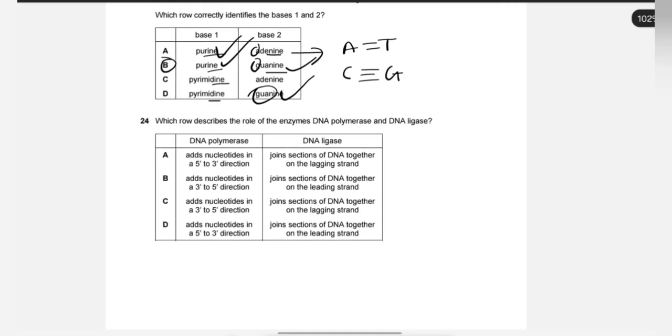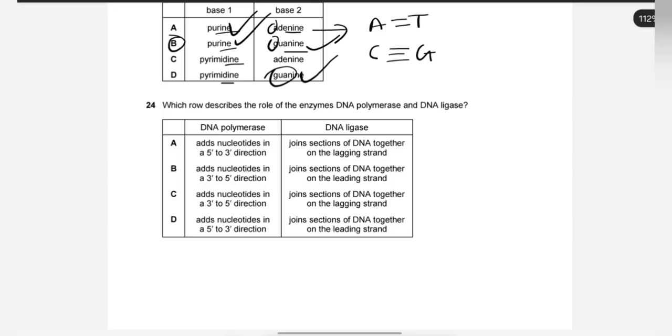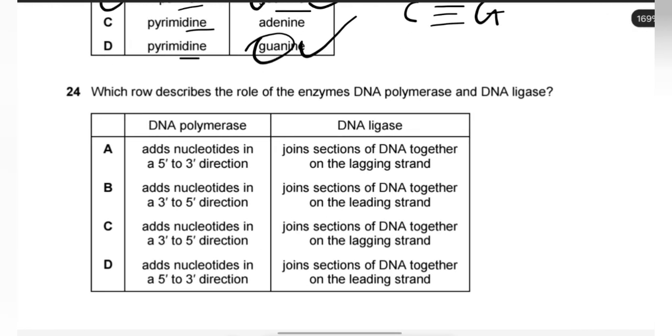Moving on to number 24, which says which role describes the role of enzymes DNA polymerase and DNA ligase. If we look at our answers, A is saying DNA polymerase adds nucleotides in a 5 to 3 direction, and we know that this is correct. DNA polymerase adds nucleotides from the 5' end to the 3' end, and so A and D will be correct on this one.